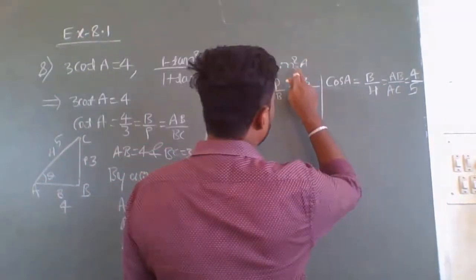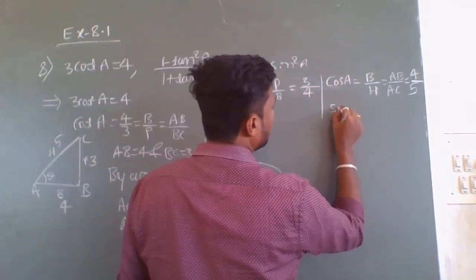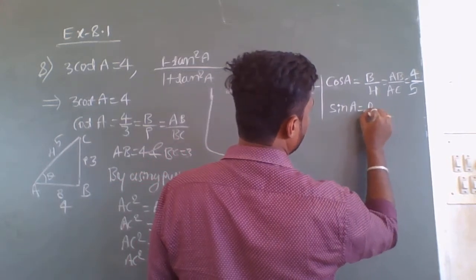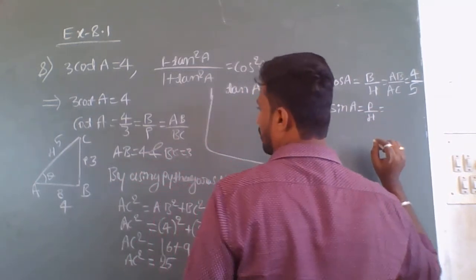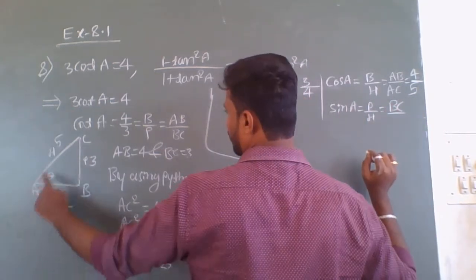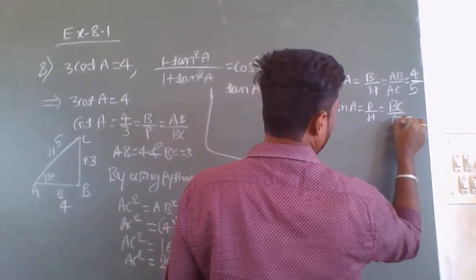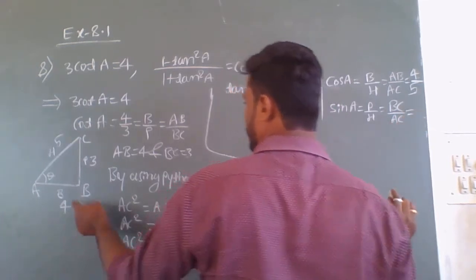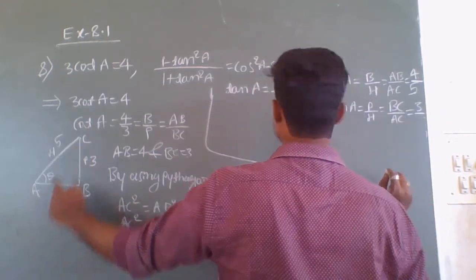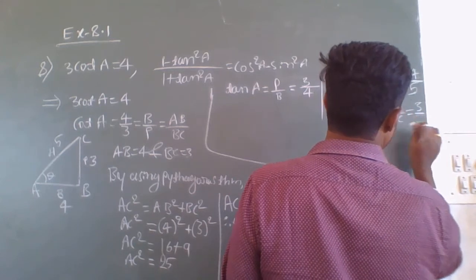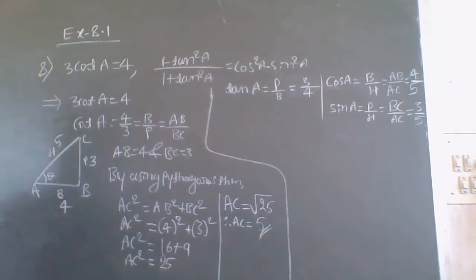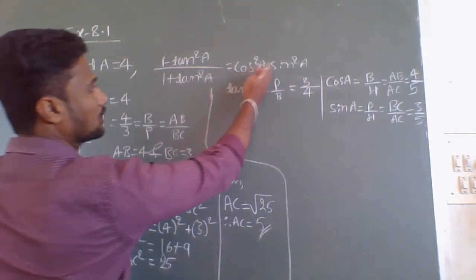So now we should write value of sin A. So what is sin A? Sin A equals perpendicular by hypotenuse. So here perpendicular is BC, and hypotenuse is AC. So BC by AC means, what is length of BC? 3 by AC, means 5, 3 by 5. So sin A equals 3 by 5. So now we got the values of tan A, cos A and sin A.